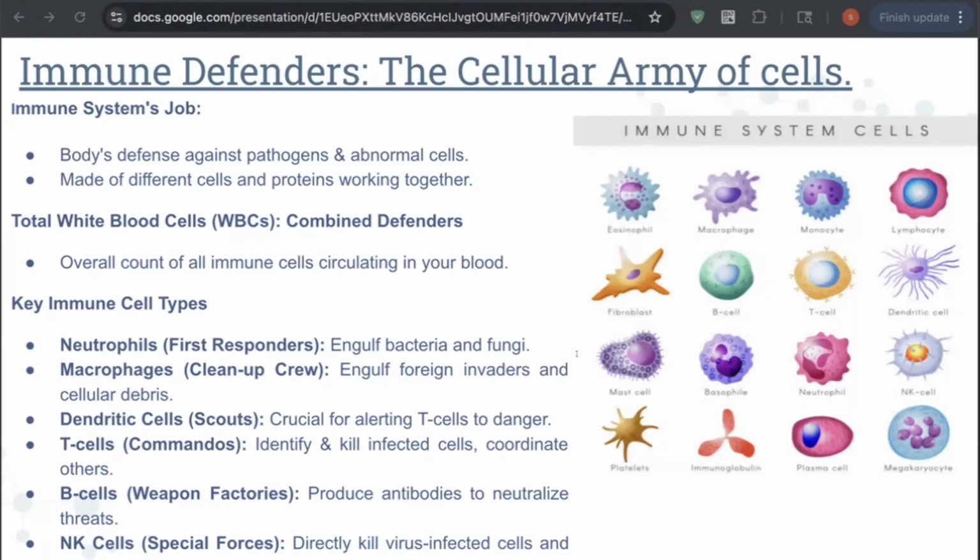The second, adaptive immunity, takes more time to activate, but it is very precise. Adaptive immunity targets specific invaders, and it also creates immune memory. So if it were to encounter the same pathogen again, the body can respond much faster and more effectively. Together, these 2 systems give us both immediate protection and long-term defense.